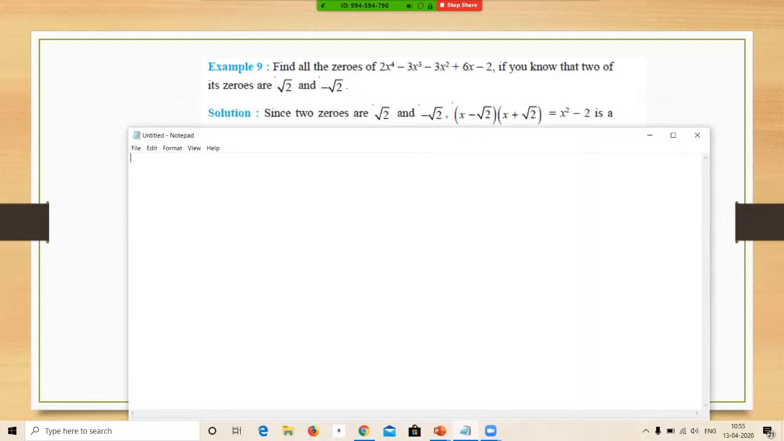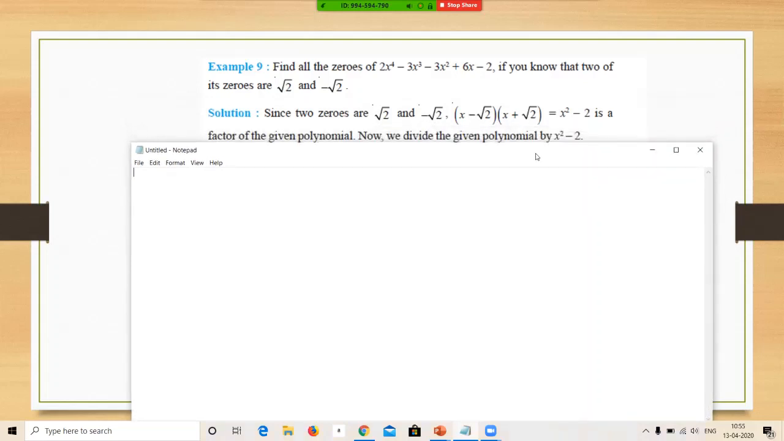Yes, ma'am. So the product of this is nothing but x square minus 2, since a plus b into a minus b is a square minus b square. Please don't copy down at the moment. Understand it, because there are many sums which would be coming like this. Understand it properly and then you start working. I always give you time. So x square minus 2 is a factor of the polynomial. Now, the big polynomial I'll be dividing by x square minus 2 so that I get the other roots of the polynomial.